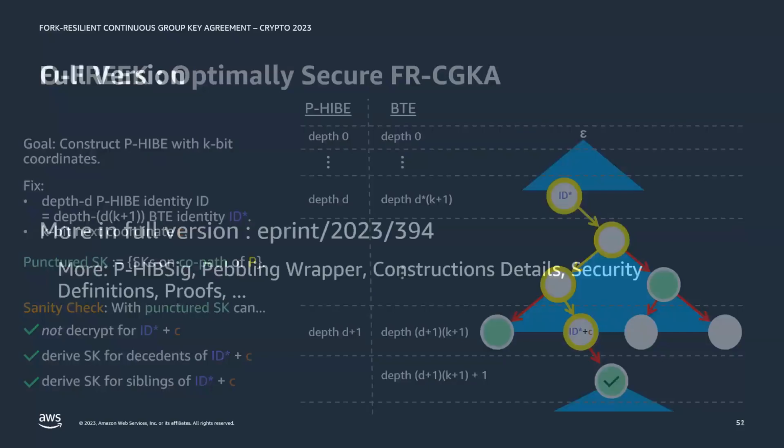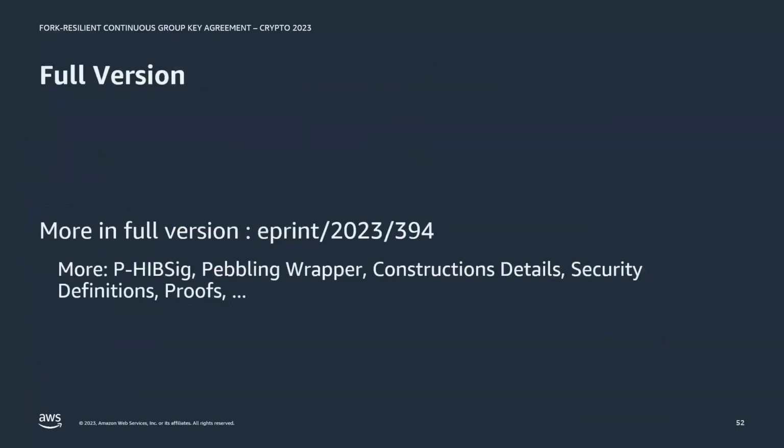And that's what we can use for our protocol. So I encourage you to look at the full version. There you'll find another implicit primitive construction, the puncturable PHIVE identity-based signatures. You'll find something we call a Pebblin wrapper. That's a sort of small protocol that we can wrap around any generic FRC GPA that exposes a very simple language to applications that they can use to resolve forks when they have a reason about the fork and how to resolve it. Obviously, all the construction details, security proofs, and definitions.